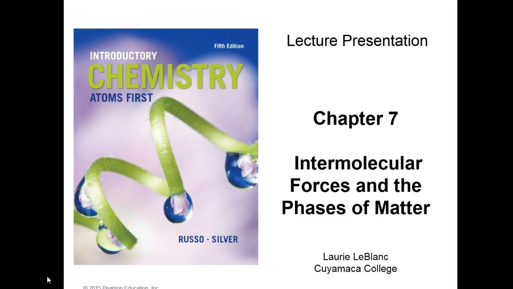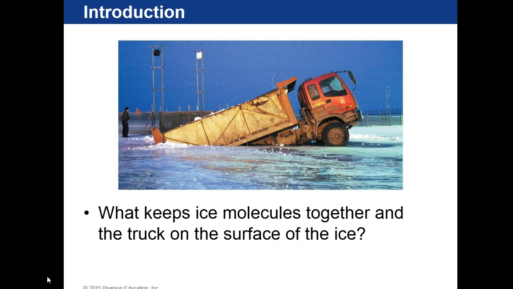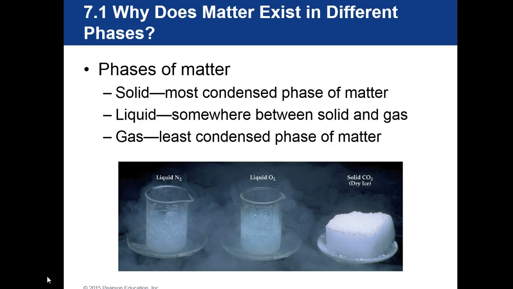Okay, now we're going to focus on Chapter 7, the intermolecular forces and the phases of matter. Do you ever wonder what keeps the ice molecules together and the truck on the surface of the ice? Unfortunately, this truck was not so lucky, but we oftentimes do see people, ATVs, ice fishermen, people driving cars on the ice. How is it that ice is so strong that it can hold people and things on top of it? For this chapter, we're going to look at how those intermolecular attractions are working to create such strong bonds to be able to do this.